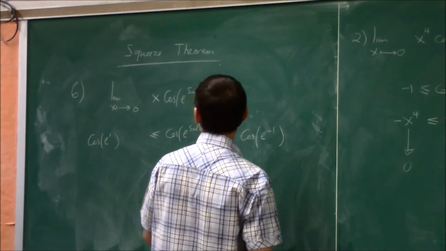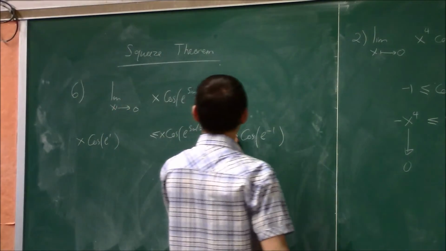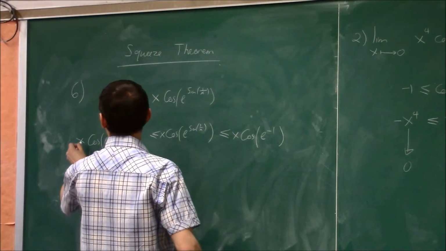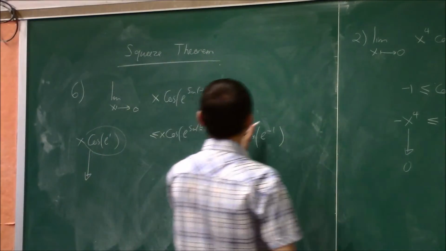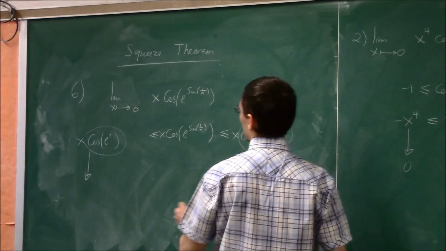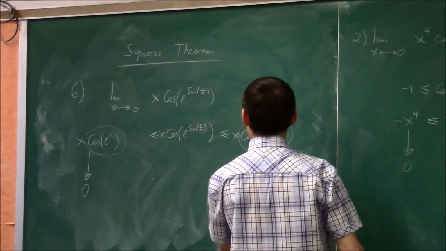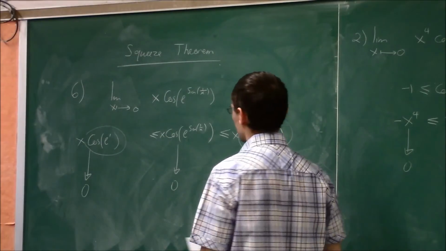Now, if I multiply everything here by x and push x to 0, observe this is just x multiplied by a constant. This is a constant. This here is also a constant. So this really goes to 0. This really goes to 0. And the middle guy goes to 0.